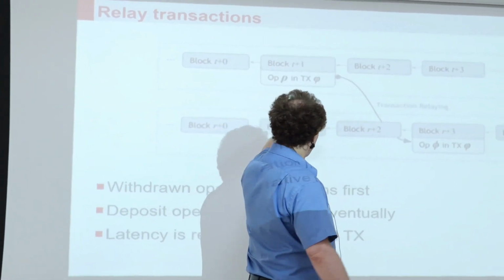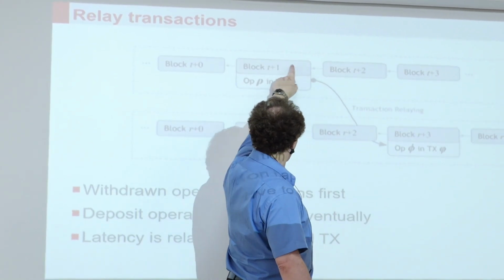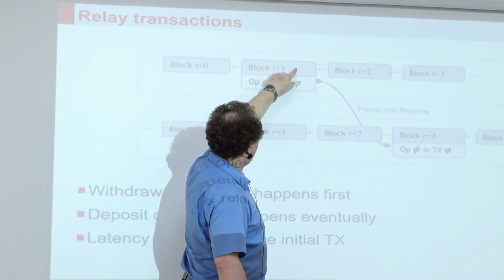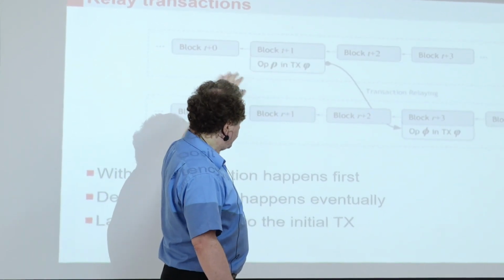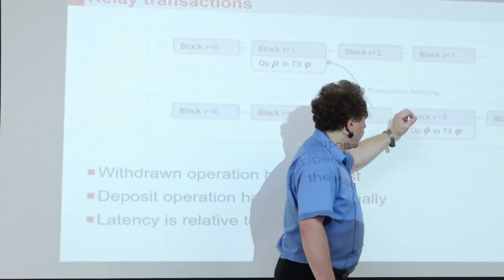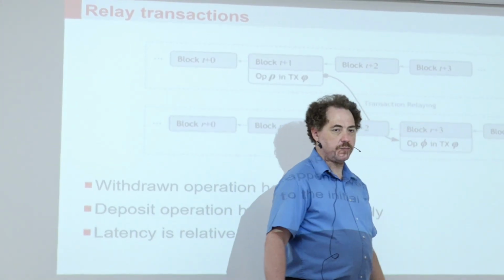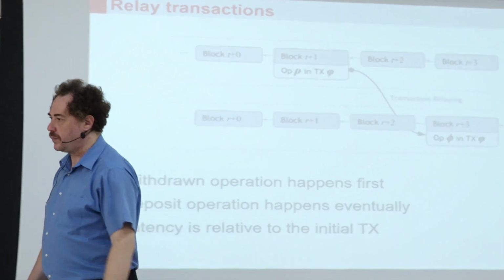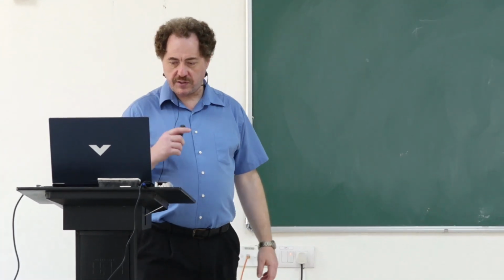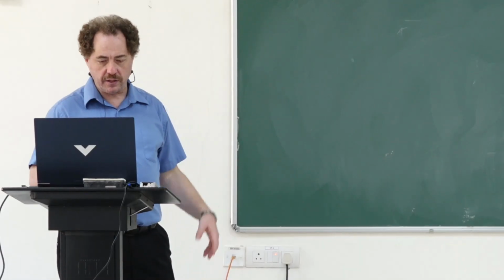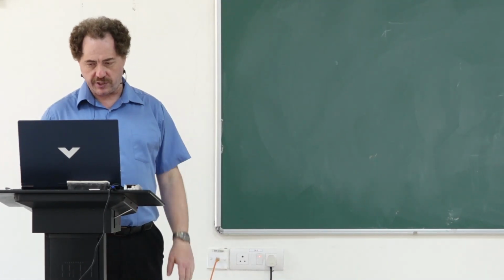This is illustrated here, the transaction relaying. The withdrawal is added to a block in zone A, this shard, while the deposit will happen in a later block in zone B. The latency is relative to the initial transaction, so obviously we don't want to delay it too much.